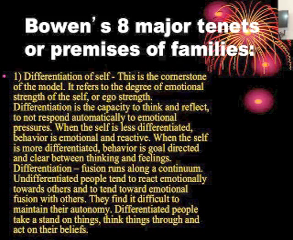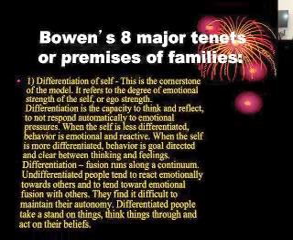Differentiation runs along a continuum between enmeshment and fusion. Undifferentiated people tend to react emotionally towards others and tend towards emotional fusion with others. Sometimes you could think about this idea as being similar to codependent behavior. They find it difficult to maintain their autonomy, and differentiated people are able to take a stand on things, think things through, and act on their own beliefs.